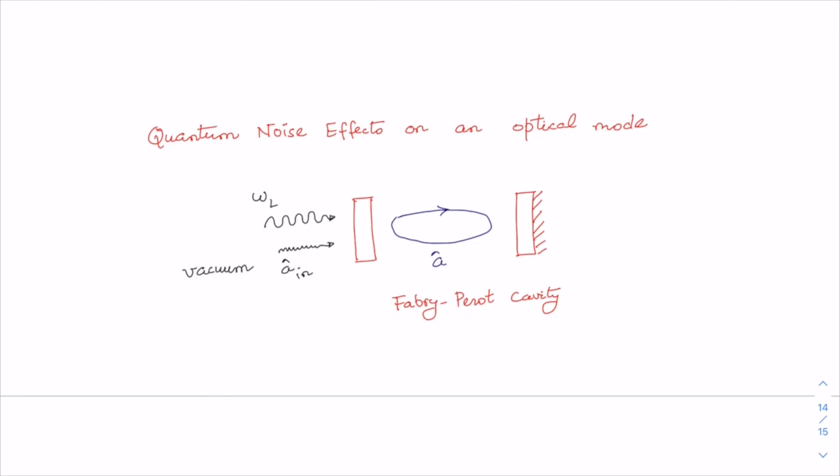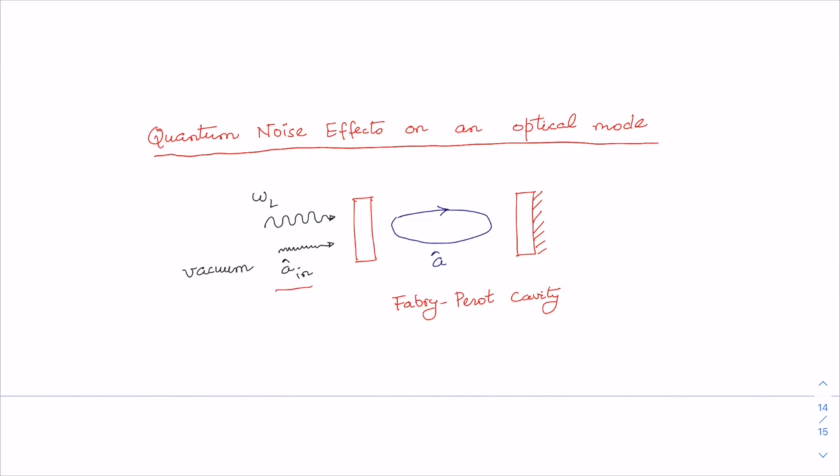So we are going to study optical noise effects on an optical mode. This actually comes under the so-called input-output theory as well. You know that the optical mode undergoes damping inside a Fabry-Pérot cavity, and the electromagnetic fluctuation from vacuum outside the cavity injects quantum noise into the cavity.